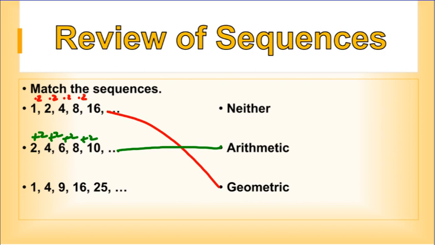And this last one, here I'm adding 3, I'm adding 5, adding 7, adding 9. But you also notice these are perfect squares: 1, 4, 9, 16, 25. Next one would be 36. This is neither of those two. This would be a different type of sequence. So this one, we would just say is neither.